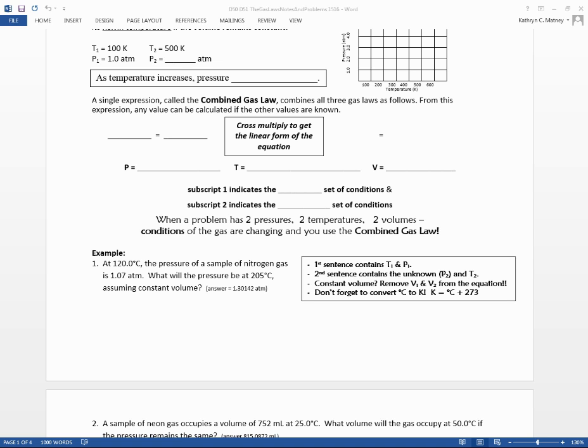Subscript 1 means the first set of conditions versus the second set of conditions. That's all that means. Now, one more thing I need to point out. Your Celsius temperatures must be converted to Kelvin. How do we do that? Well, I've told you right here. I've said to make something Kelvin, so put a big old fat box around it, stars around it, something, like 10 stars.